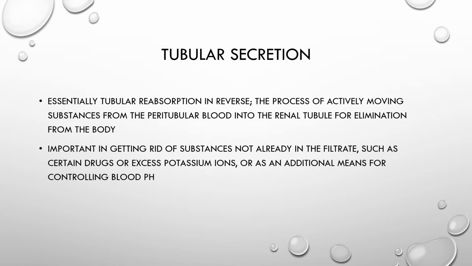And then tubular secretion. So it's essentially tubular reabsorption reversed. Some substances, such as hydrogen and potassium ions and creatinine, also move from the blood in the peritubular capillaries, or from the tubular cells themselves, into the filtrate to be eliminated in urine. This process seems to be important in getting rid of substances not already in the filtrate, such as certain drugs, excess potassium ions, or as an additional means for controlling blood pH.